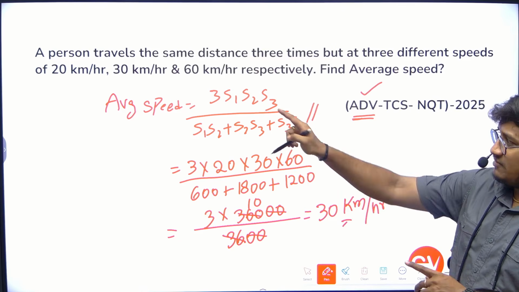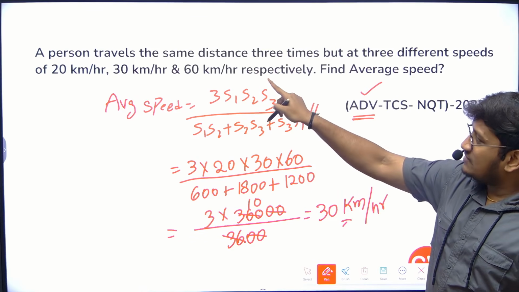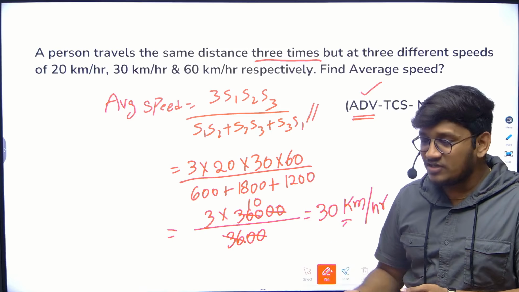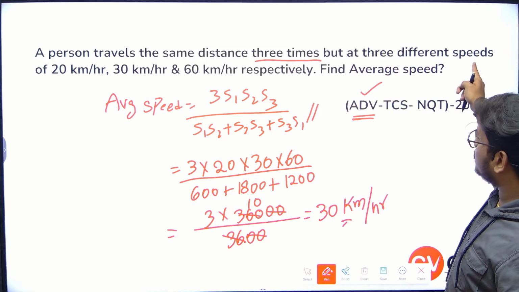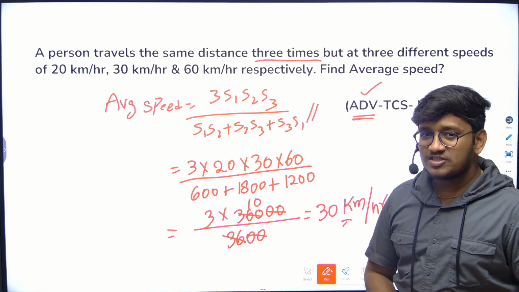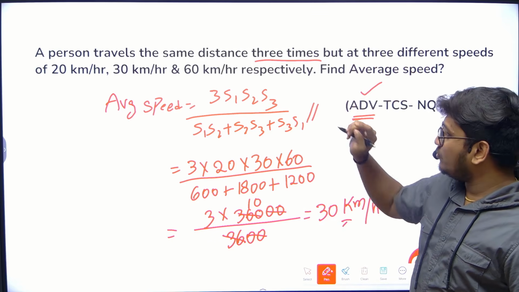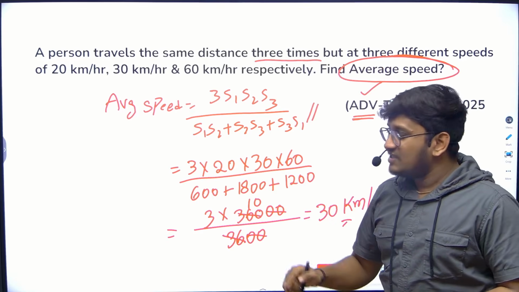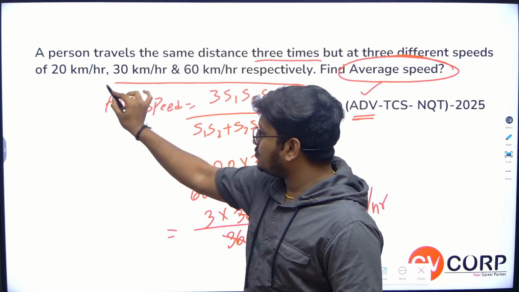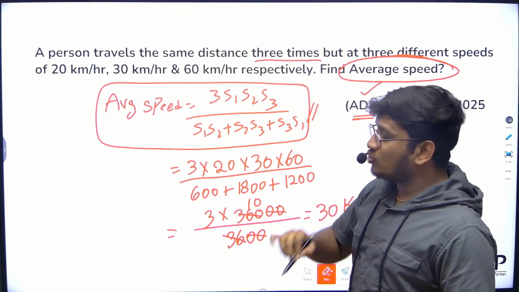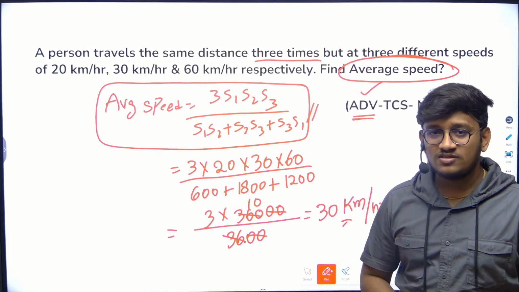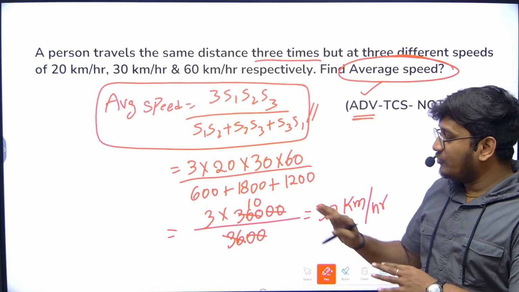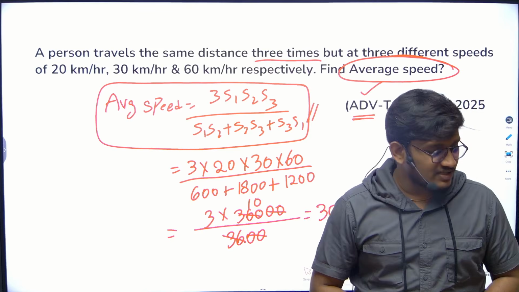If you observe the question, the person travels the same distance 3 times. The same distance means distance is constant, but at three different speeds: 20 kilometers per hour, 30 kilometers per hour and 60 kilometers per hour. For average speed, we already discussed two speeds, and for three speeds just make a note of this particular formula. If you know this formula, you can directly substitute the values and get the answer in the easiest way. Hope you all are clear with this. Okay, let's go with the next one.